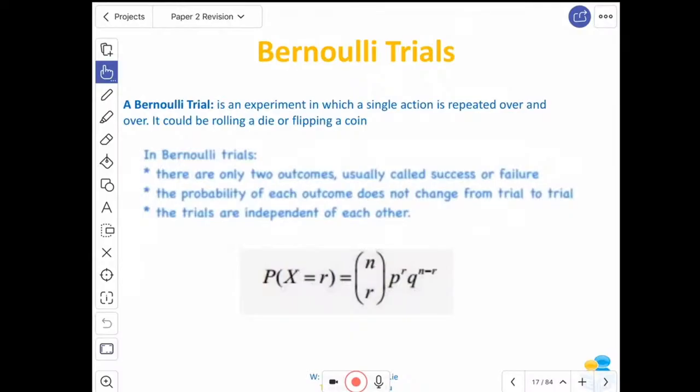And the third one is that the trials are independent of each other. So again, they don't have any impact on each other. And the formula down the bottom of the slide there is the formula that we can use when we are working with Bernoulli trials.